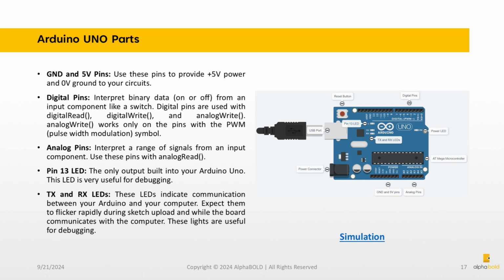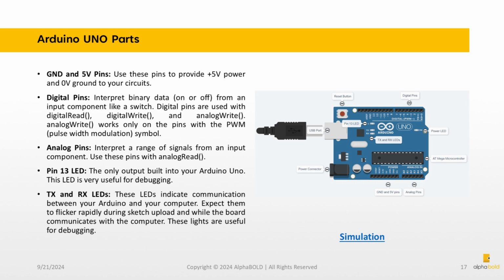Analog pins interpret a range of signals from an input component. Use these pins with analogRead. Pin 13 LED, the only output built into your Arduino Uno. This LED is very useful for debugging.